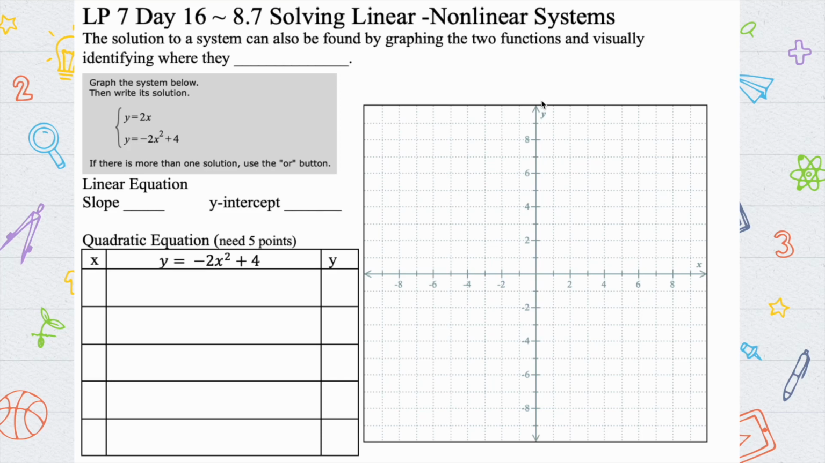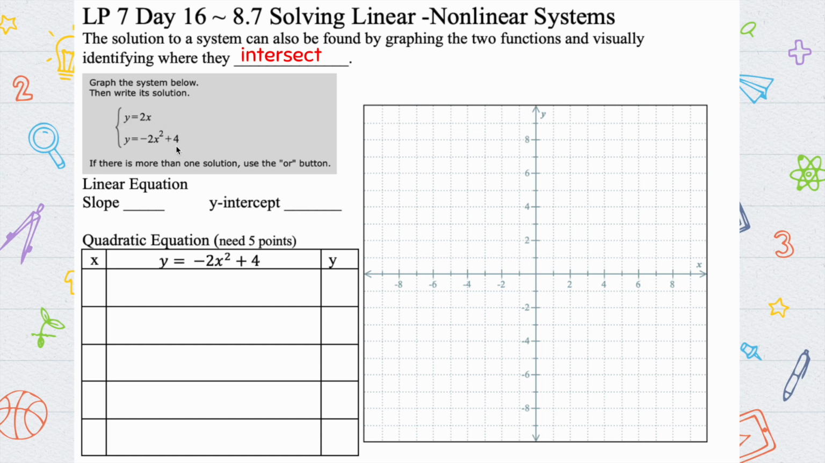All right, in this video, we're going to look at how to solve a linear and nonlinear function or system by graphing. So the solution to a system can also be found by graphing the two functions and visually identifying where they intersect. In the previous video, we did this algebraically, finding the two spots where they intersect, the two coordinates. There can also be one or no coordinates, but so far it's generally been two. That's almost all the ones I've seen.